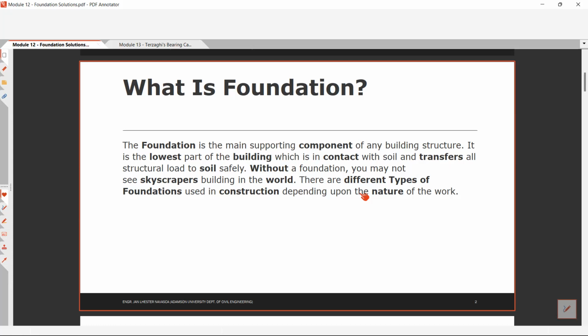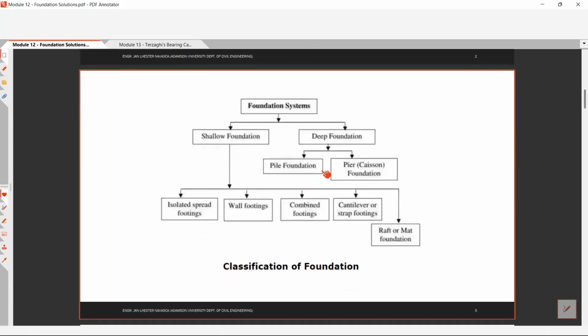There are different types of foundations used in construction depending upon the nature of the work. Okay, so in other words, the foundation is one of the most important structural components of any building structure. As we all know, all structures are resting on the soil, and without the foundation, we don't have a structure, or we don't have a building. Okay, so there are different classifications of foundations.